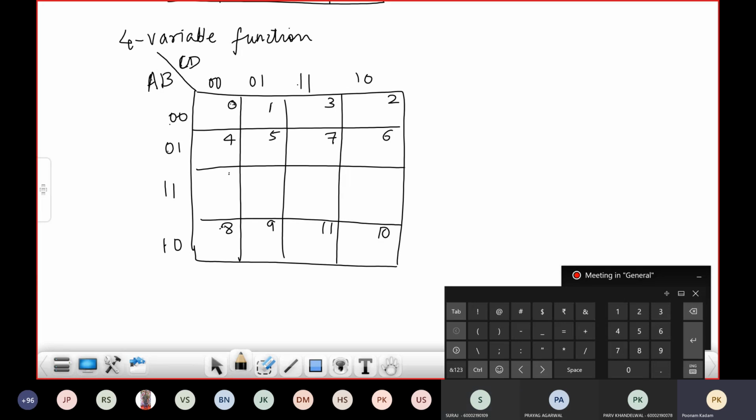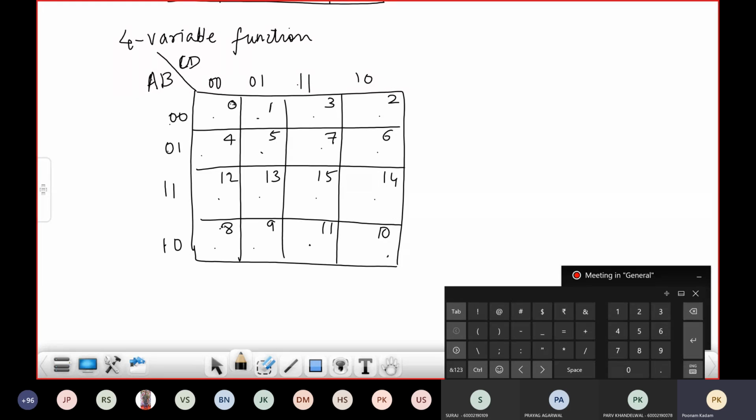Now coming to the upper one. 1, 1, 0, 0 is 12. 1, 1, 0, 1 is 13. 1, 1, 1, 1 is 15. 1, 1, 1, 0 is 14. Okay. So if you label it A, B this side, C, D this side, your min terms will be like this: 0, 1, 2, 3, 4, 5, 6, 7, 8, 9, 10, 11, 12, 13, 14, 15.